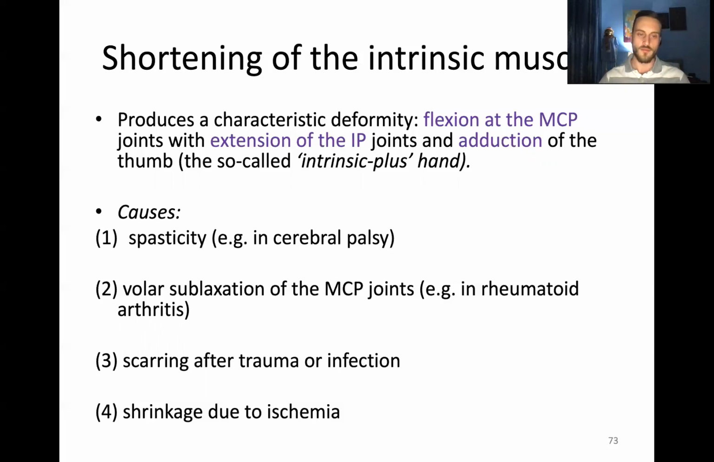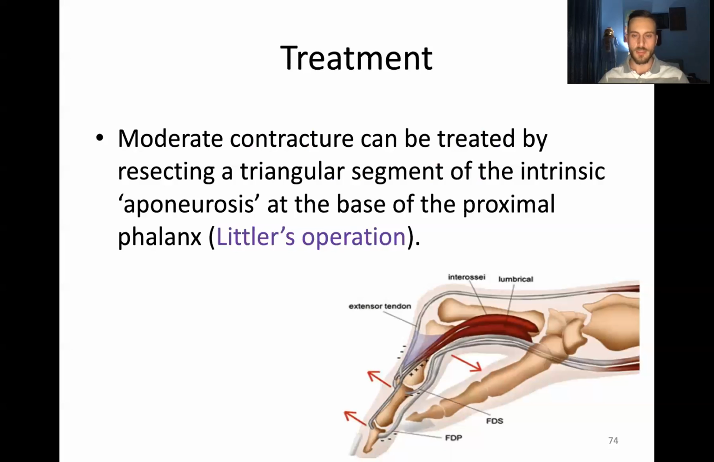Intrinsic plus hand, which is spasticity, like in cerebral palsy, volar subluxation of the MCP joints, like in rheumatoid disease, as I showed you in the last pictures, scarring after trauma or injections, and shrinkage due to ischemia. What's the treatment? Triangular resection of the segment of the intrinsic aponeurosis, which is called Littler's operation.